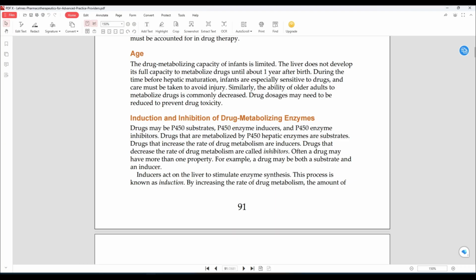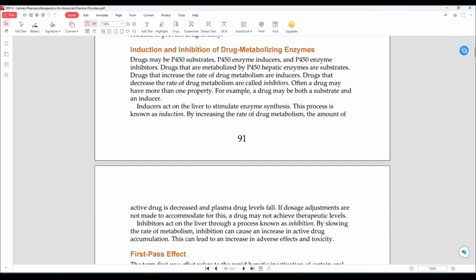The induction and inhibition of drug metabolizing enzymes. Drugs may be P450 substrates, P450 enzyme inducers, and P450 enzyme inhibitors. Drugs that are metabolized by the P450 hepatic enzymes are substrates. Drugs that increase the rate of drug metabolism are inducers. Drugs that decrease the rate of drug metabolism are called inhibitors. Often a drug may have more than one property. For example, a drug may be both a substrate and an inducer.